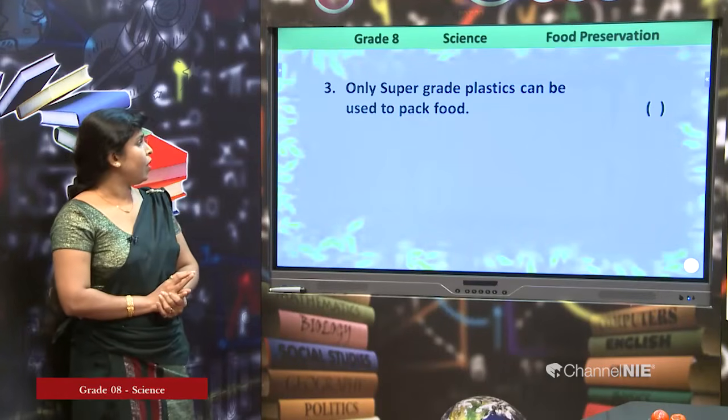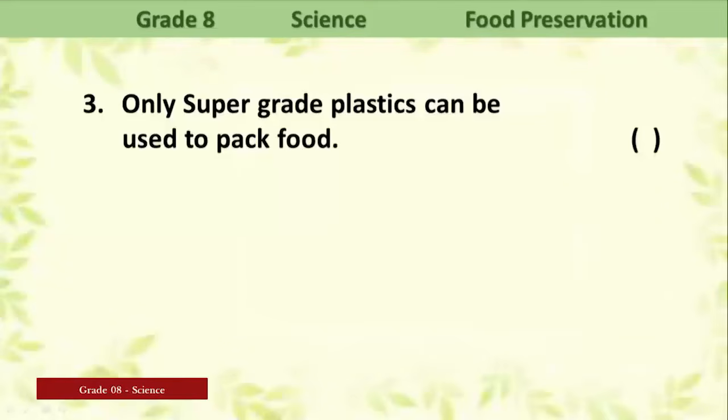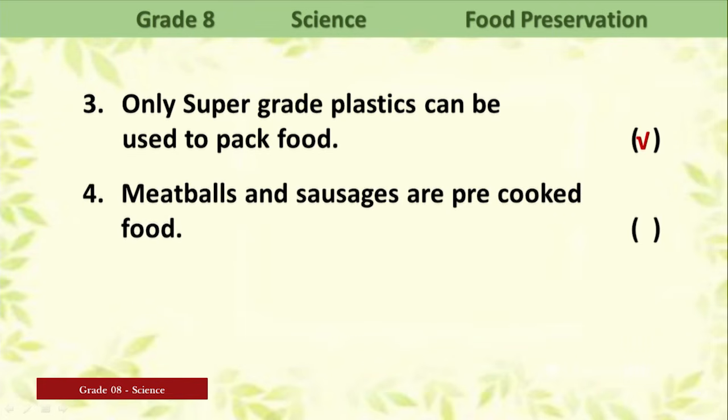Look at the third one. Only super grade plastics can be used to pack food. Right? We can't use all the types of plastics to pack the food. Only super grade plastics can be used to pack food. It is correct. Look at the fourth one. Meatballs and sausages are pre-cooked food. I explained to you that there are pre-cooked foods used by us. Meatballs and sausages are pre-cooked food. That is correct. So, you can compare your answers with my answer.